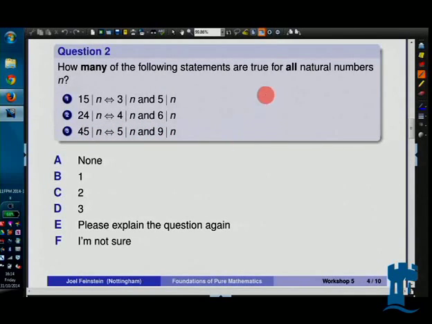Okay, so your task is to figure out how many of these statements are true, how many are false. Well, the question is how many are true. So let me zero the votes again, and you can start thinking about that. And you can base your answer on thinking about prime factorizations again.